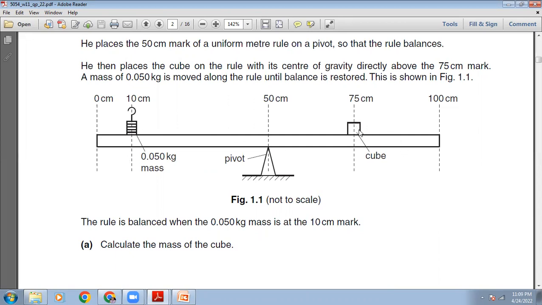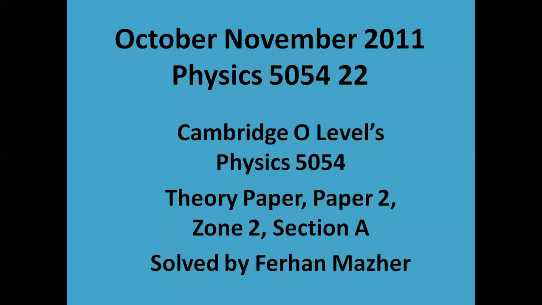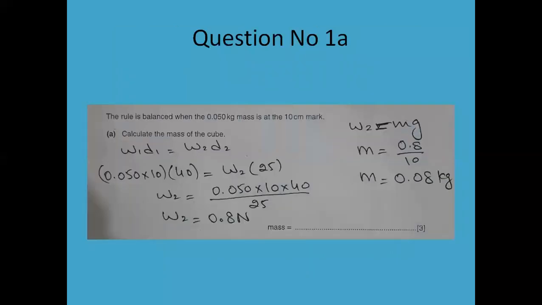Okay, so the mass of this cube we can find very easily. This weight is trying to produce an anti-clockwise moment, and this is trying to produce a clockwise moment. Because the rod is balanced, that means these two moments are equal. Clockwise moment and anti-clockwise moment are equal to each other. So we will apply that formula, and let me show you. Here we go. The anti-clockwise moment will be equal to the clockwise moment.